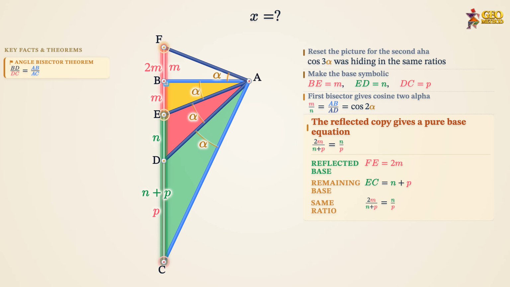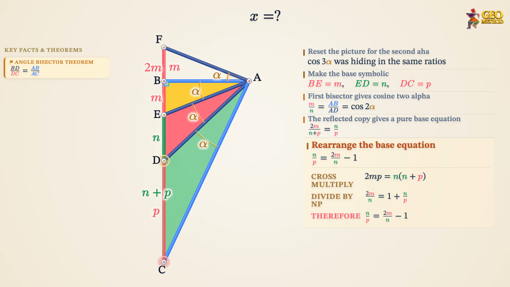The reflected copy argument gives the same auxiliary relation, but now symbolically. FE is 2m, EC is n plus p, and the other bisector ratio is n over p. So 2m over n plus p equals n over p. Rearrange that base equation. Cross-multiply to get 2mp equals n times n plus p. Divide by np, and it becomes 2m over n equals 1 plus n over p. Therefore, n over p equals 2m over n minus 1.